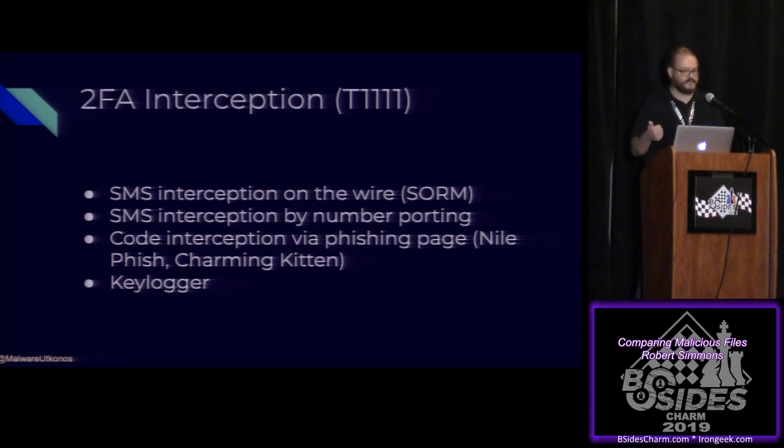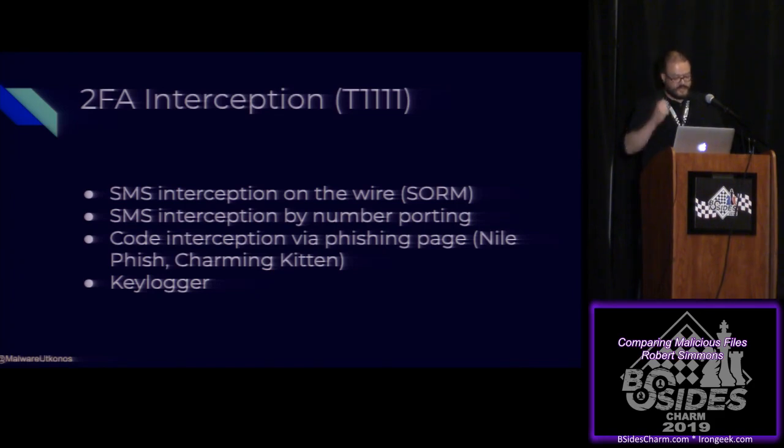SMS interception on the wire. This is basically a man-in-the-middle attack that's catching the unencrypted SMS from your bank or whatever organization and using it before you're able to use it. SMS interception by number porting. This is where the adversary will figure out the phone number that you have your second factor token sent to, and they will port your phone number to a handset that they've purchased somewhere, and they'll be able to intercept your SMS, phone calls, and everything. So that's an interception method.